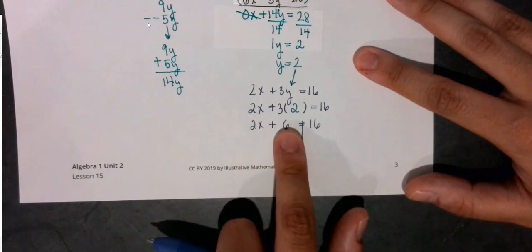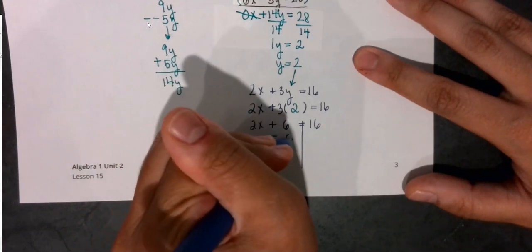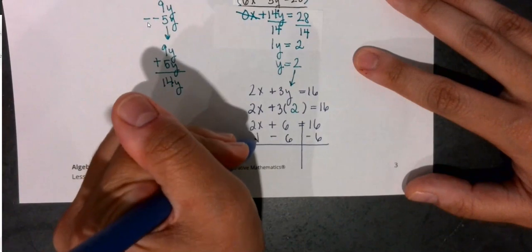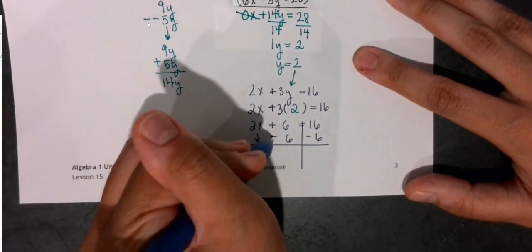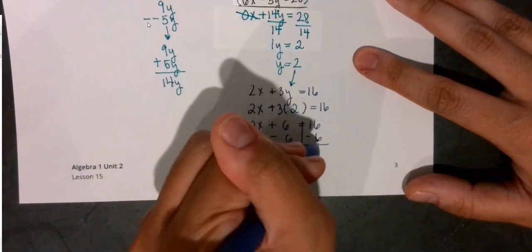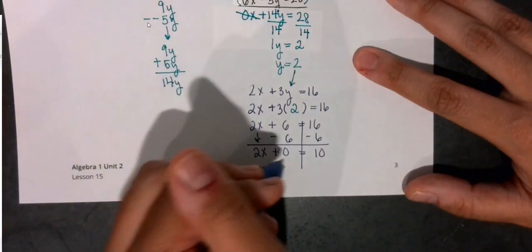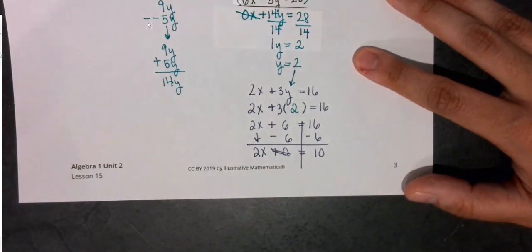So if I have a plus 6, the inverse operation of plus is minus. So I'm going to subtract 6 on both sides. I'm not doing anything with this 2x still, so I'm just going to bring it down. 6 minus 6 is 0. And I know that 16 minus 6 is 10. Now there's nothing really here with the 0, so you don't actually have to write it. Some students like having it there for a placeholder. And at this point I have 2x equals 10.